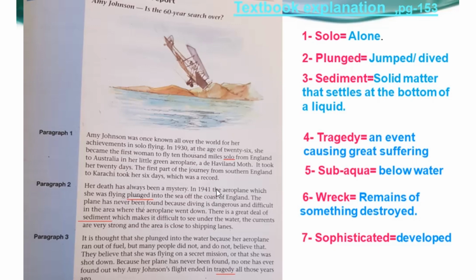Okay, off the coast means into the water, away from the coast of England. The plane has never been found because diving is dangerous and difficult in the area where the aeroplane went down. Down means deep into the depths of the ocean. Okay, there is a great deal of sediment which makes it difficult to see under the water. The currents are very strong and the area is close to shipping lanes.